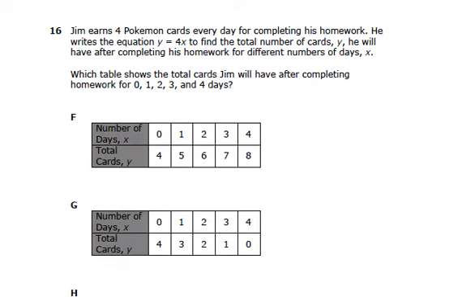Number 16. Jim earns 4 Pokemon cards every day for completing his homework. He writes the equation y equals 4 times x to find the total number of cards y he will have after completing his homework for different numbers of days, x. Which table shows the total cards Jim will have after completing homework for 0, 1, 2, 3, and 4 days?